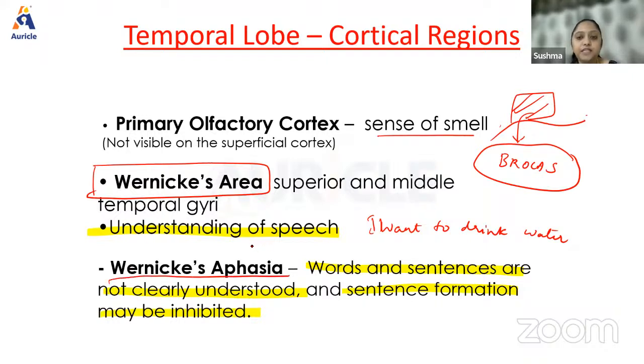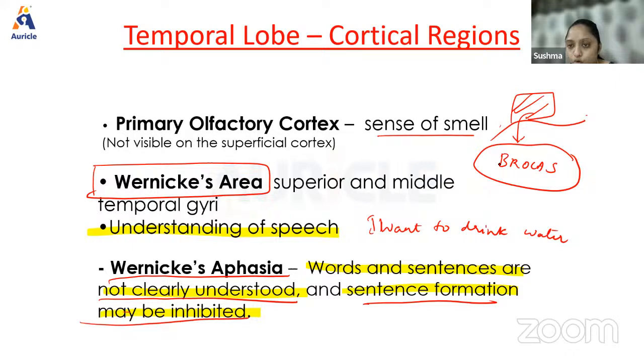In Wernicke's aphasia, there is motor difficulty. That is, he cannot form words and sentences are not clearly understood for this guy, and then sentence formation may be inhibited. Even though in his head he knows what to say, he cannot say it. So that is a problem in Wernicke's area.